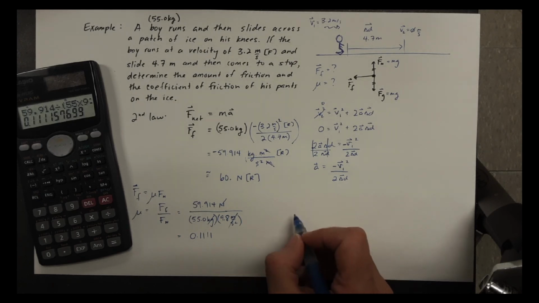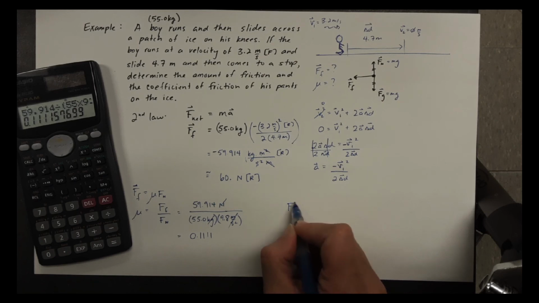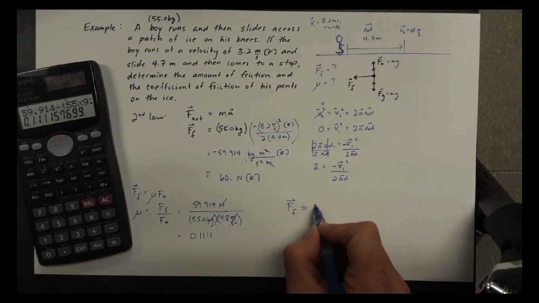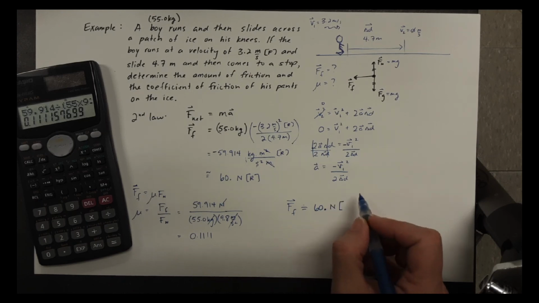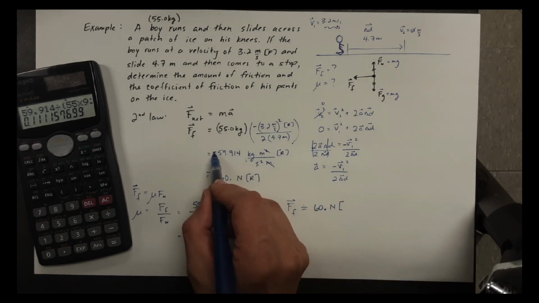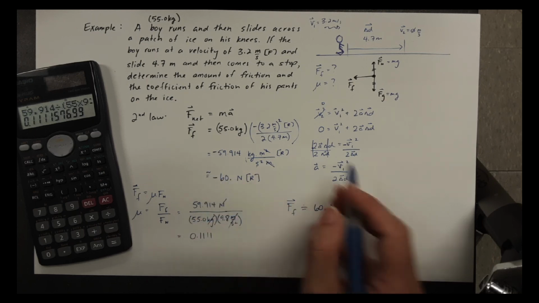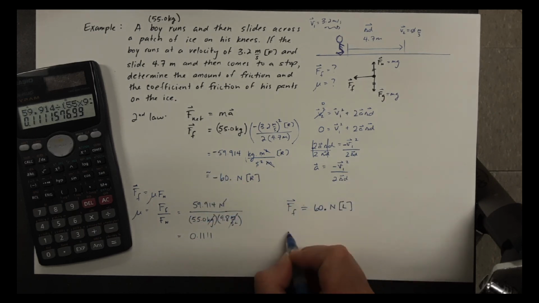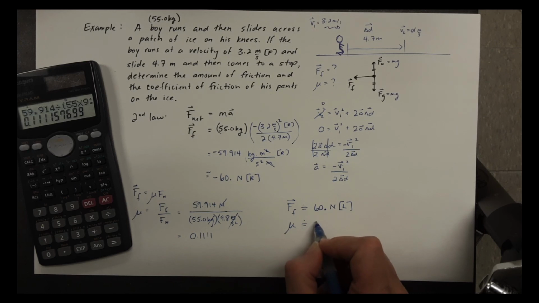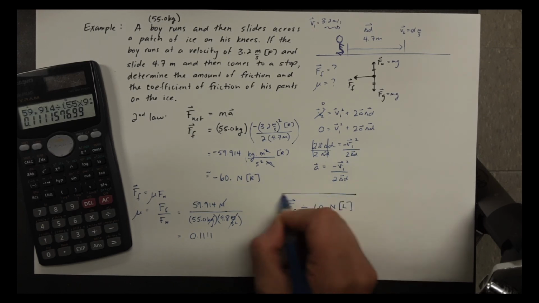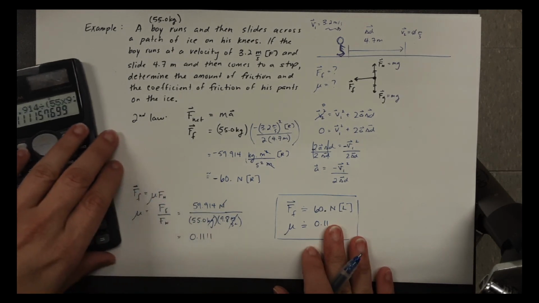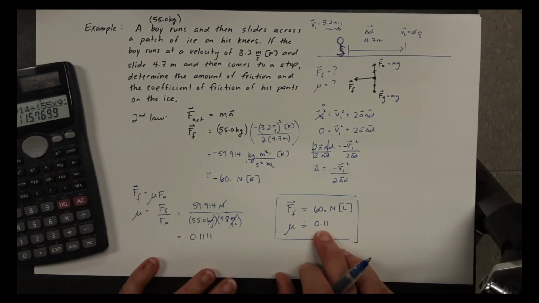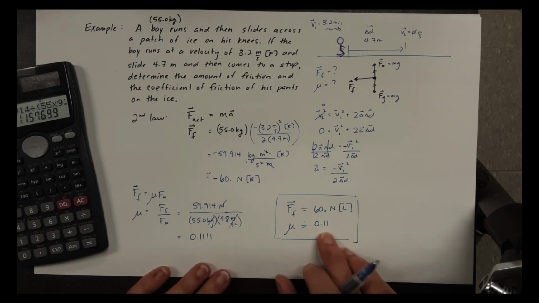So let's get my final answer here. The force of friction is approximately equal to 60 newtons to the, I put right here, this is negative, right? So let's change this to the left, and mu is approximately equal to 0.11. So the boy experienced 60 Newton force of friction because the coefficient of friction is 0.11 between his pants and the ice.